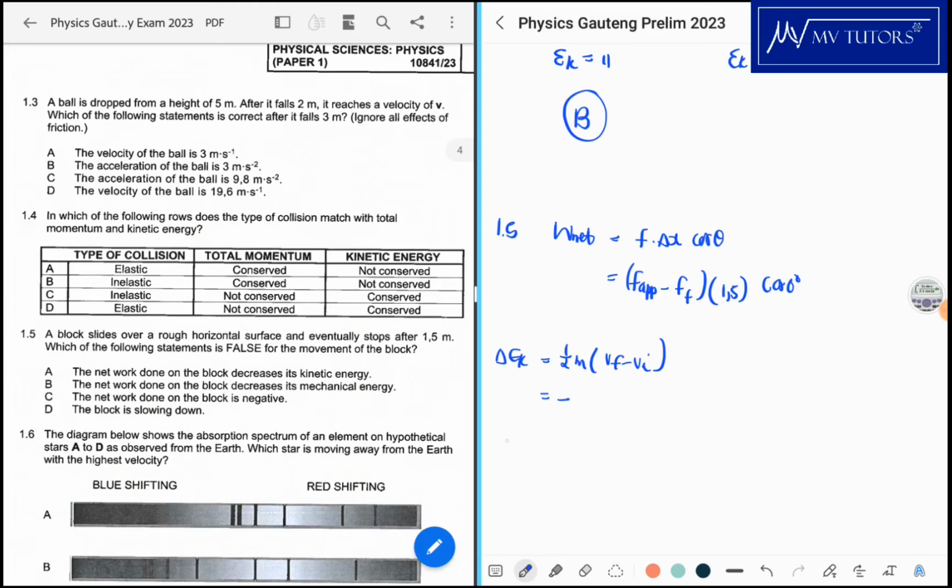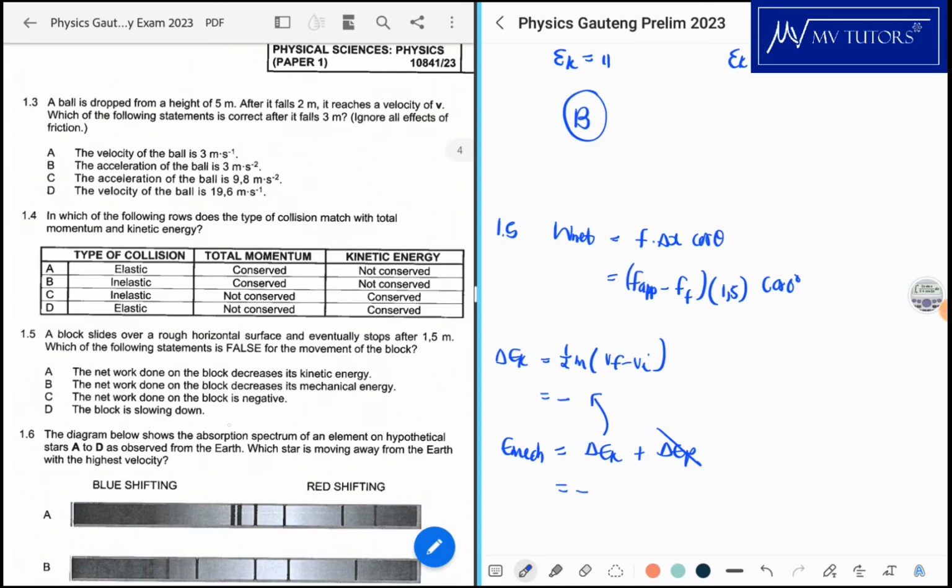So mechanical energy is basically the change in kinetic plus the change in potential. And there isn't really potential energy here because there's no vertical motion. So that would cancel out and we're back to our change in kinetic energy, which we're going to get a negative answer. And then the net work done on the block is negative.